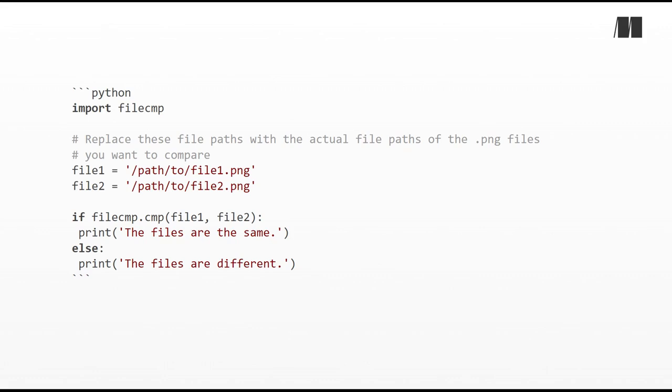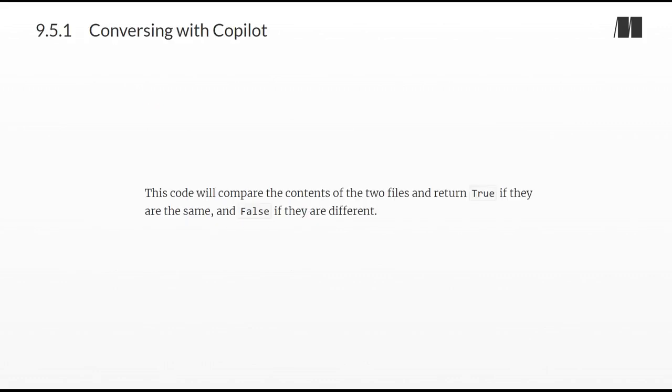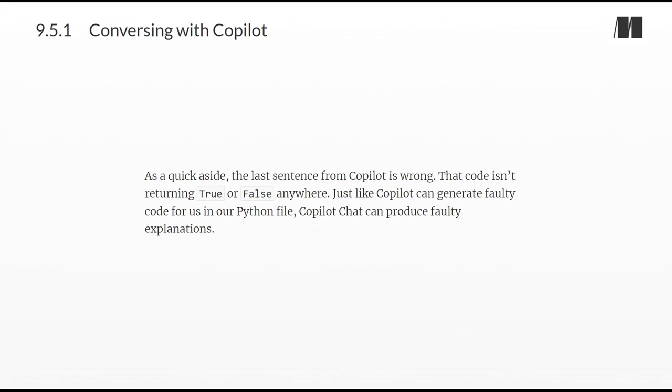See this code? This code will compare the contents of the two files and return true if they are the same, and false if they are different. As a quick aside, the last sentence from Copilot is wrong. That code isn't returning true or false anywhere. Just like Copilot can generate faulty code for us in our Python file, Copilot Chat can produce faulty explanations.